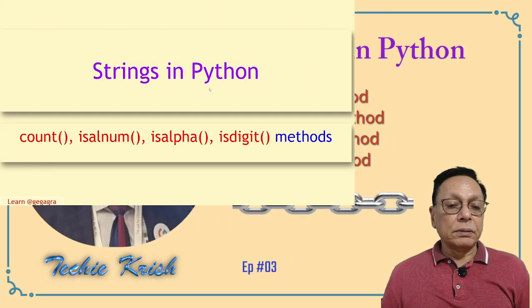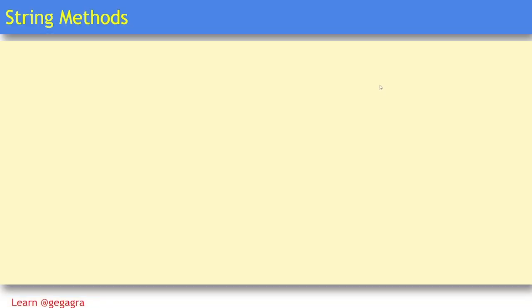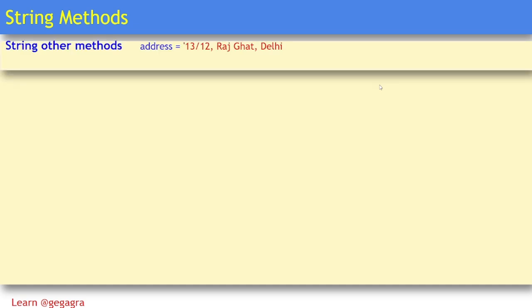So see here, this is my presentation, and over here on the slide, it is described that we'll discuss the count function, isalnum, isalpha, and isdigit methods in strings. As far as strings are concerned, we'll discuss all these four methods. There are many methods, but today I'll discuss only four. So the first method is count. See here, the complete table I have created.